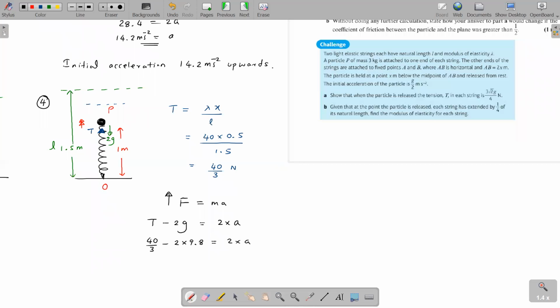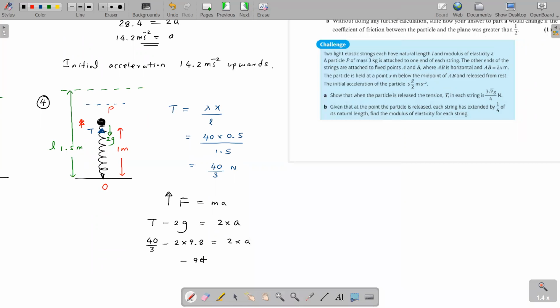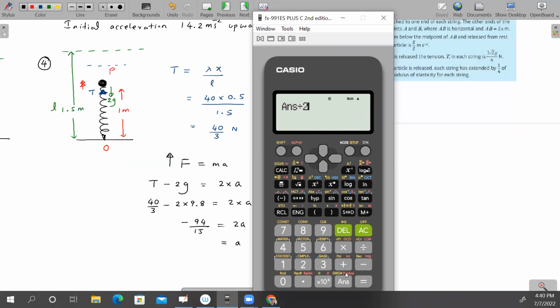40 over 3 minus 2 into 9.8. That's minus 6 point something, actually a recurring figure, right? Okay, don't take that. Minus 94 over 15 here, divide by 2, and you get minus 47 over 50. Now, are we going to keep this answer as an exact figure? No, you can see that I have involved g equals 9.8 here. So definitely leave your answer to 3 SF. So minus 3.133.